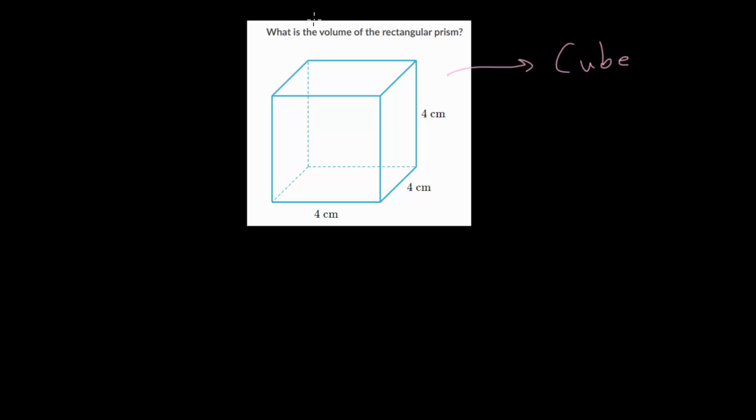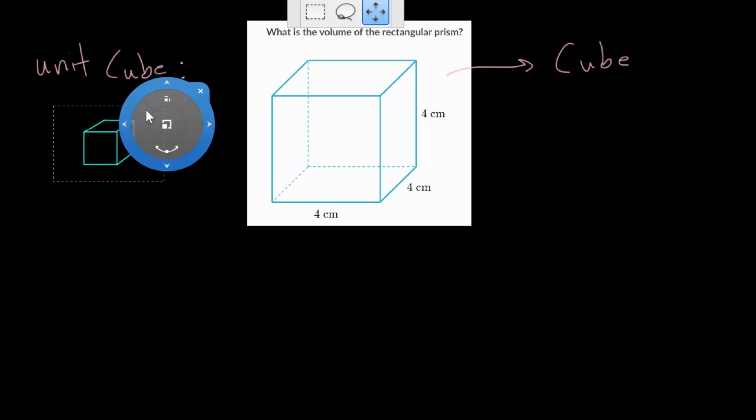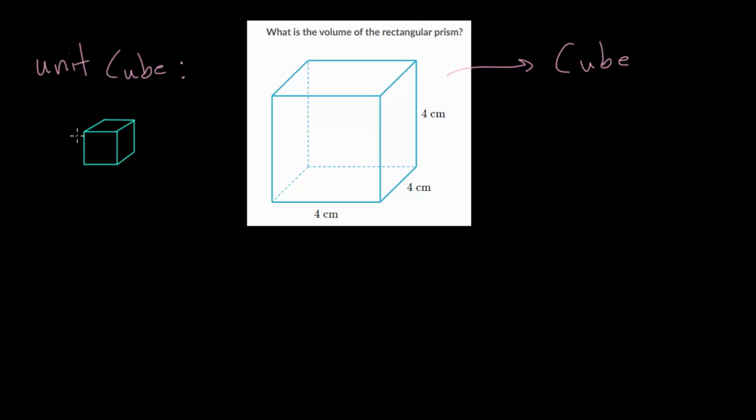So with volume though, remember that we're essentially asking how many unit cubes we can fit inside of the prism. Where a unit cube, remember, is just a cube where each side length, each dimension, is one. So its height, its width, and its length are all one unit. In this case, we'll be dealing with centimeters. And the volume of this unit cube is just 1 cubic unit. So how many of these can fit inside of our rectangular prism, or inside of this bigger cube?